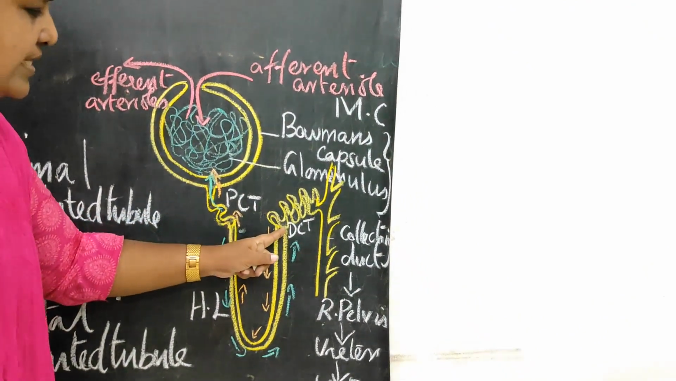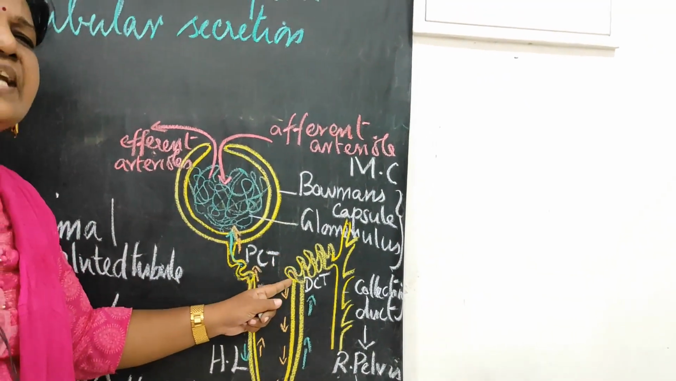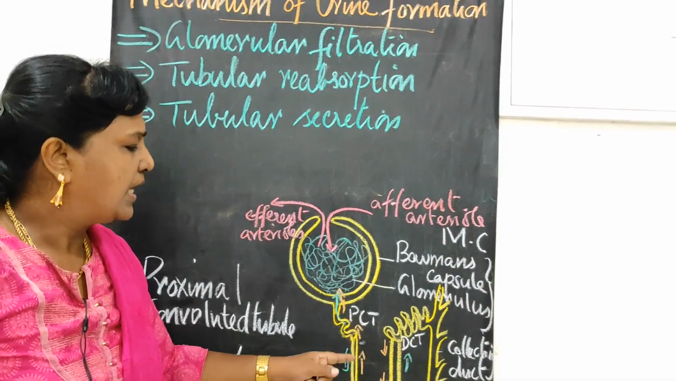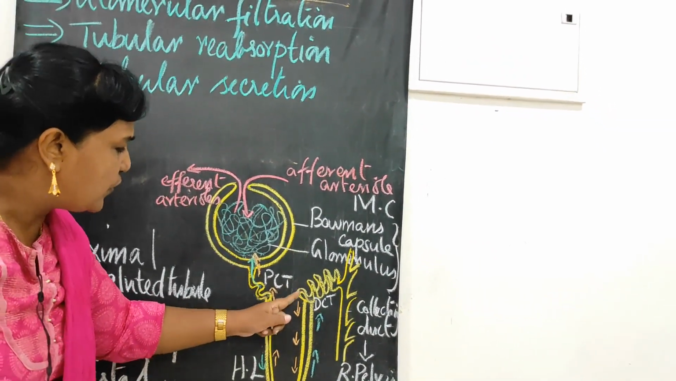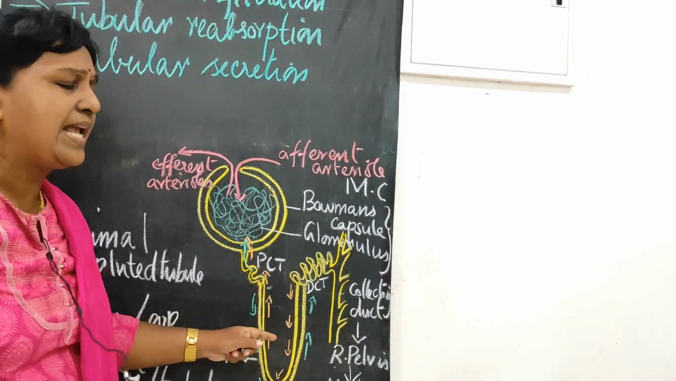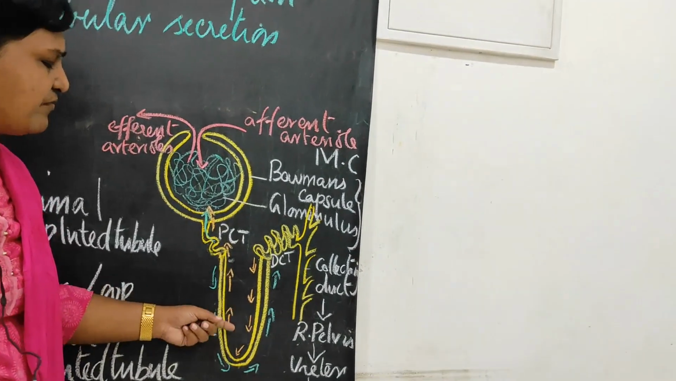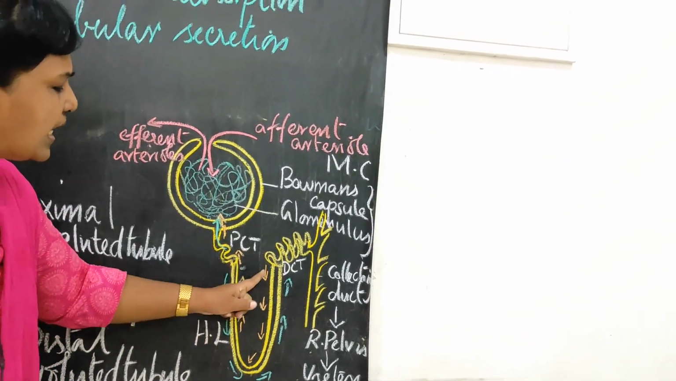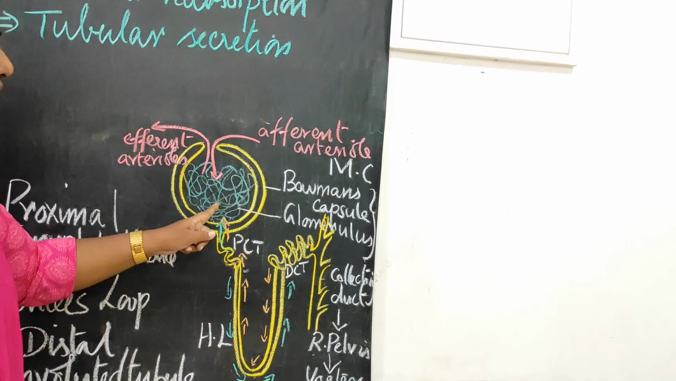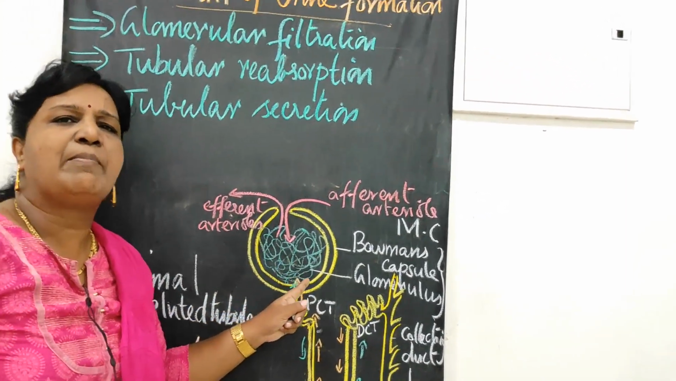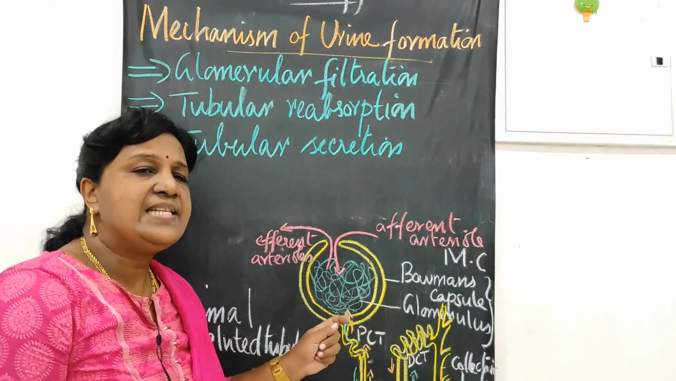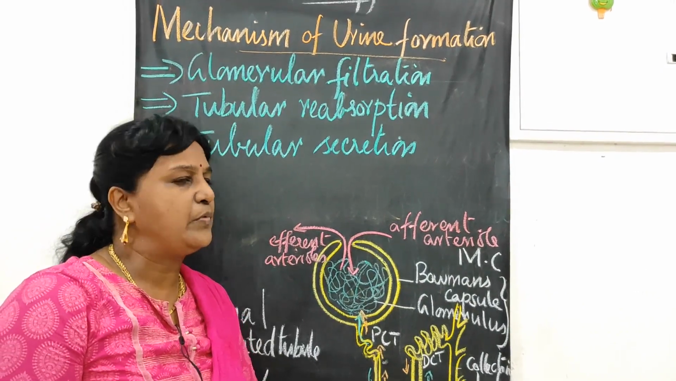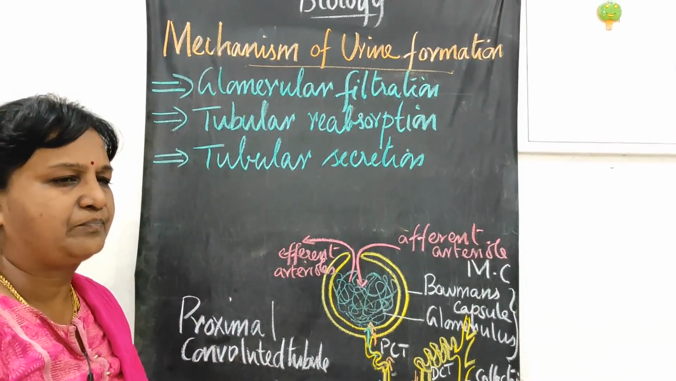So in the distal convoluted tubule, final reabsorption takes place. The reabsorption of useful or essential substances like glucose, amino acids, vitamins, minerals, they are reabsorbed and taken back into the glomerulus by a hormone called antidiuretic hormone from neurohypophysis.